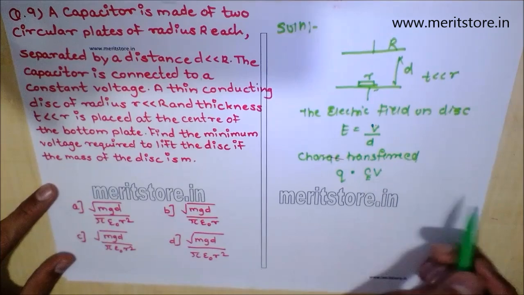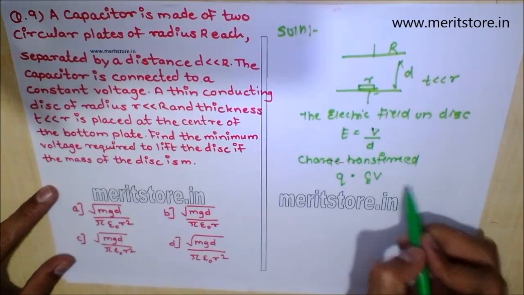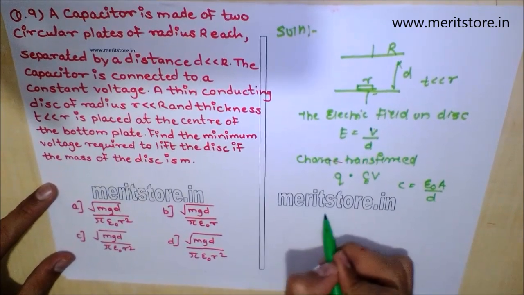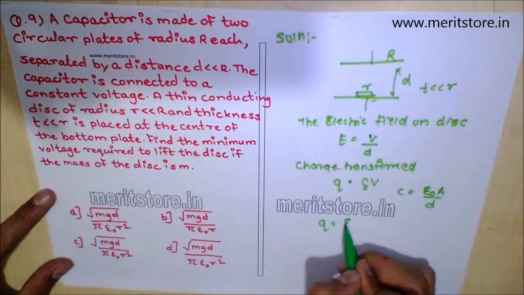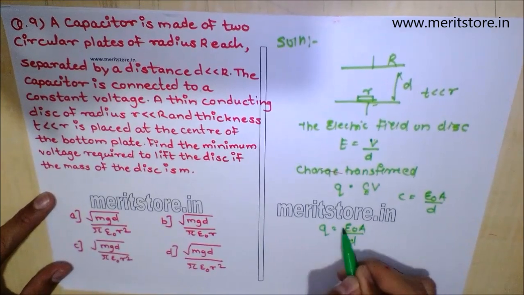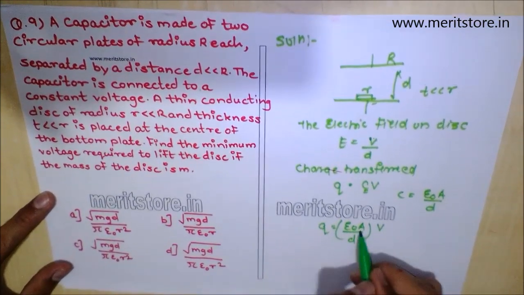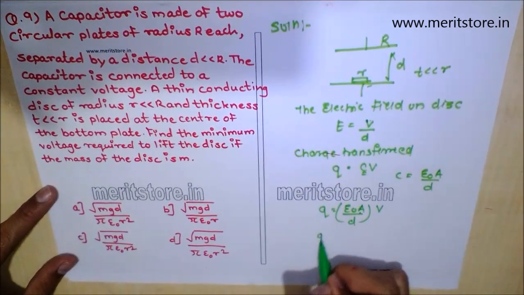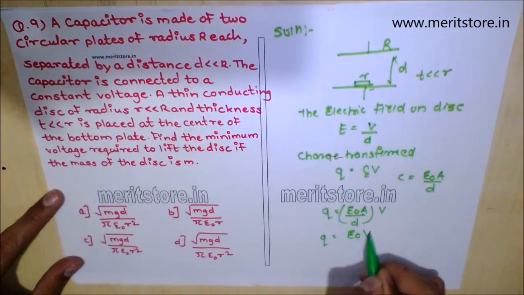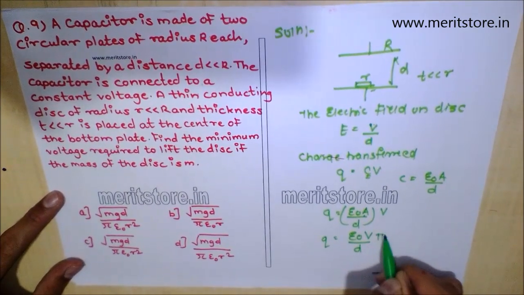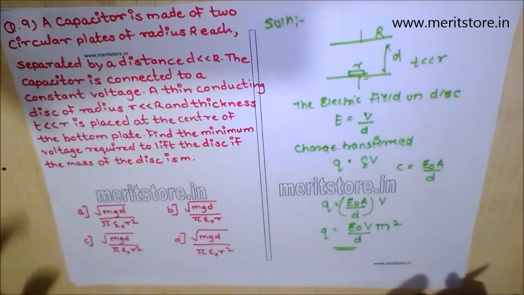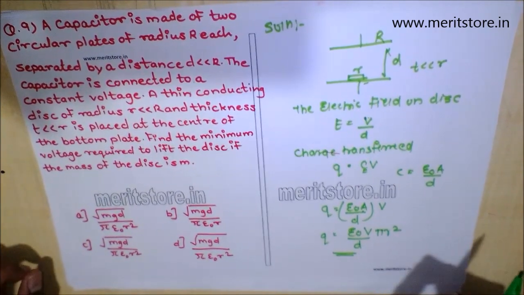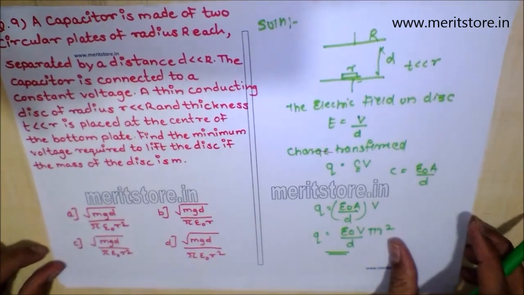So for the capacitance of a parallel plate capacitor, we have the equation epsilon naught A upon d. So Q, the charge carried, will be equal to epsilon naught A upon d into V, where A becomes the area. Now since this is a circle, the area is equal to pi r square. So we can write epsilon naught V upon d into pi r square. That is the charge obtained by this capacitor.